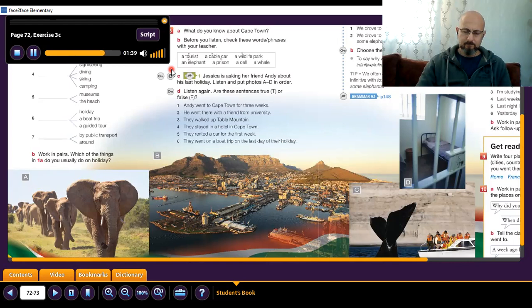Well, we went to Robben Island to visit the prison. That was really interesting. We saw the cell where Nelson Mandela lived for 27 years. Wow. And on our last day, we went on a boat trip to see the whales. That was the best day of the holiday, I think. I took lots of photos. It sounds like you had a great time. Yes, it was amazing. I didn't want to come home.